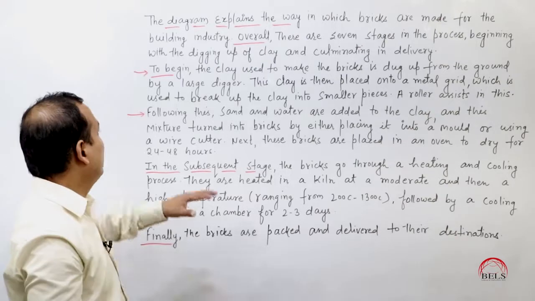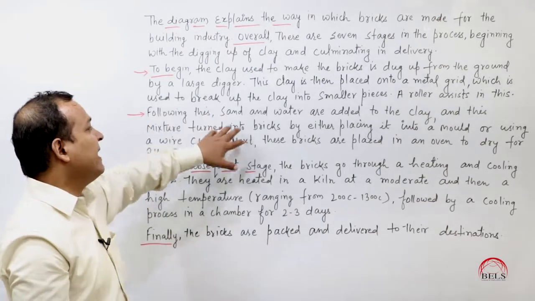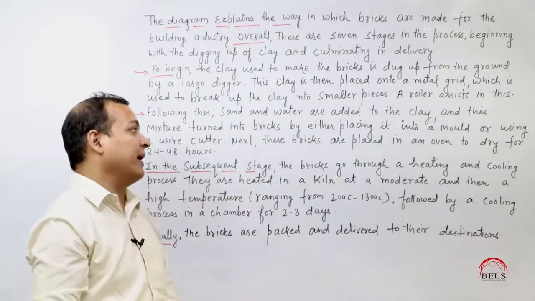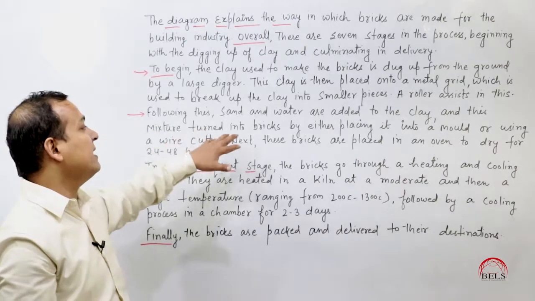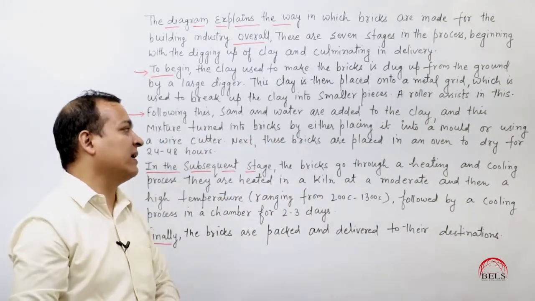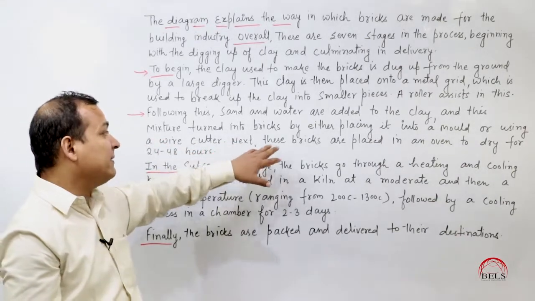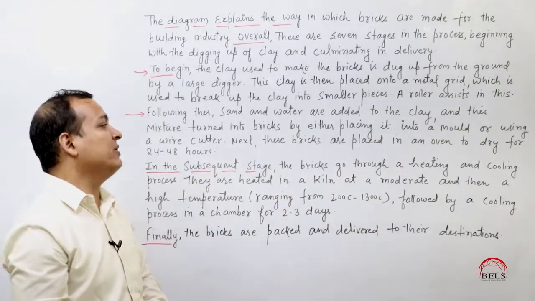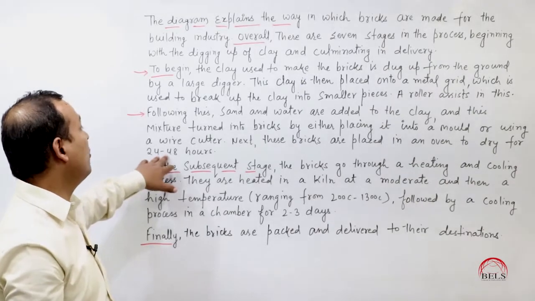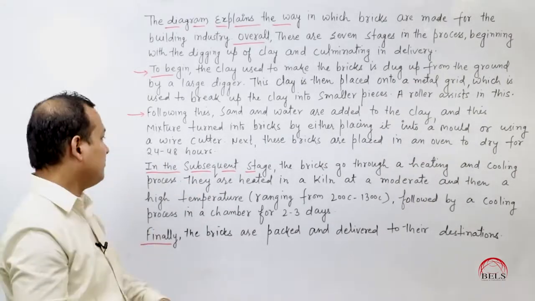Basically, it is dug up from the ground with a large digger, then placed onto a metal grate. Now, following this, sand and water are added to the clay and this mixture is turned into bricks by either placing it into a mold or using a wire cutter. Next, these bricks are placed in an oven to dry for 24 to 48 hours.